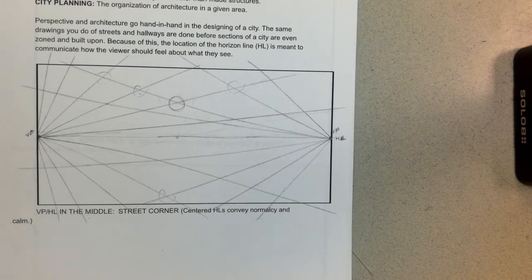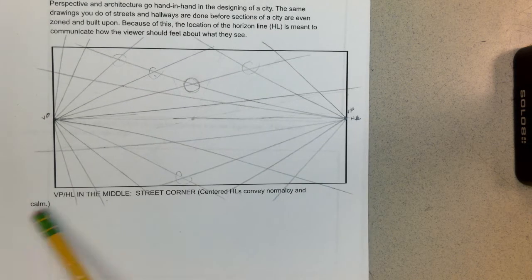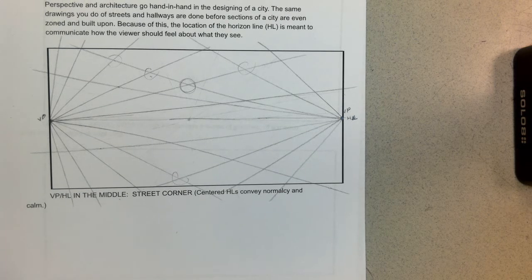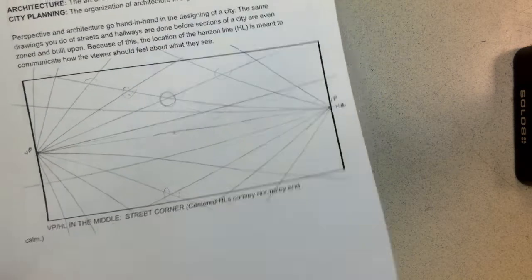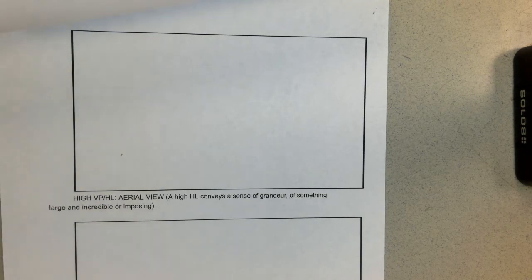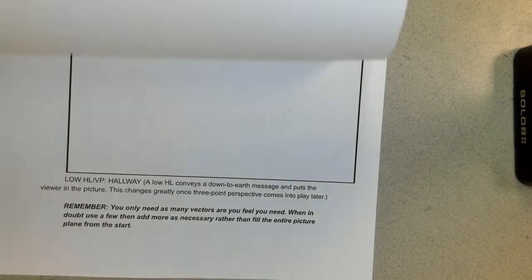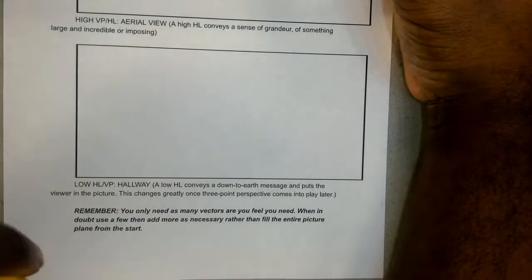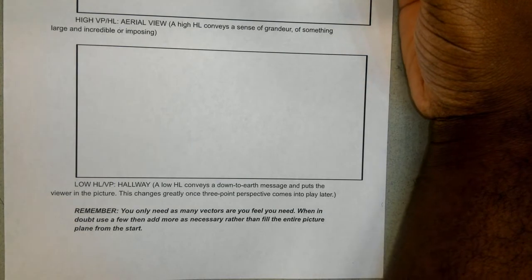Now we're going to deal with 3 ways of dealing with 2-point. Your vanishing point and horizon line in the middle, which gives a centered feel, it's normalcy, it's calm, it's nothing to really scream about, but it sells well to an investor. We're going to be dealing with high vanishing point to the horizon line, which will create an aerial view. High horizon lines convey a sense of grandeur, of something large and incredible or imposing. And finally, we're going to deal with low horizon line vanishing points. A low horizon line conveys a down-to-earth message and puts the viewer in the picture.